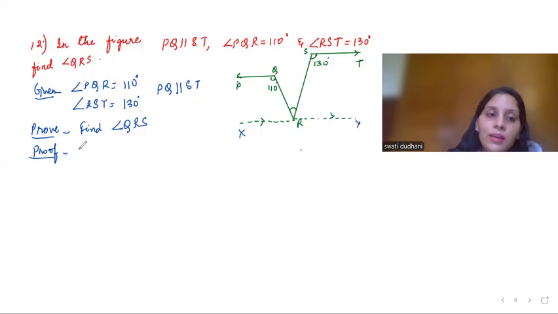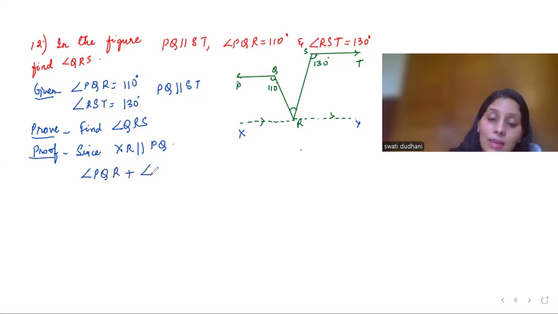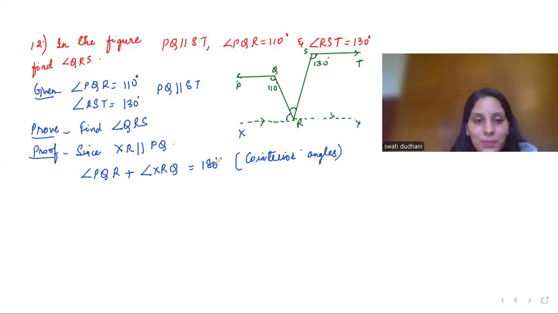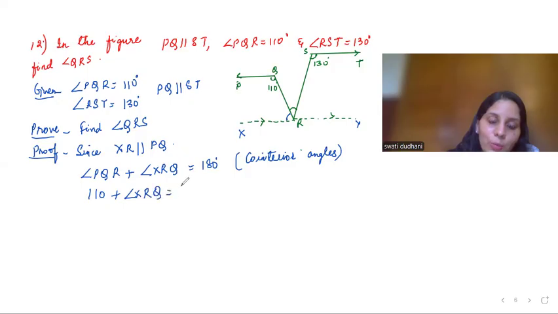Since XR is parallel to PQ, angle PQR plus angle XRQ is equal to 180 degrees. Why are these two 180? Because they are co-interior angles. Co-interior angles are always supplementary. So 110 plus angle XRQ is equal to 180. So XRQ is equal to 180 minus 110, we get 70 degrees.